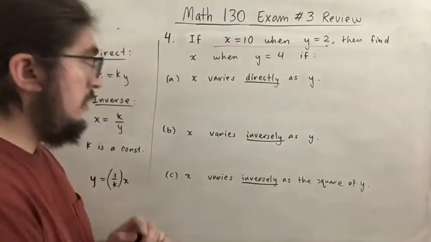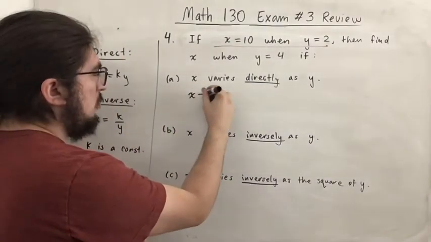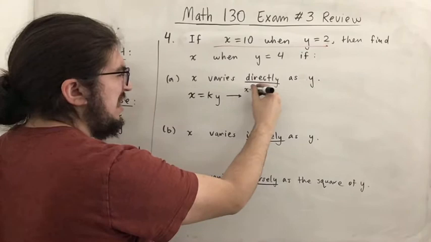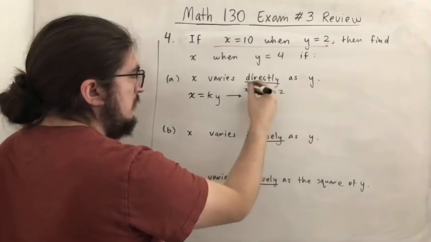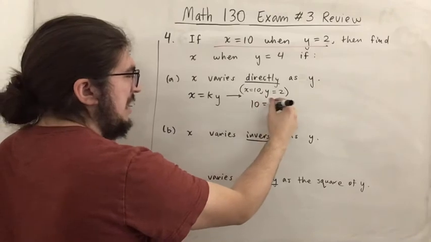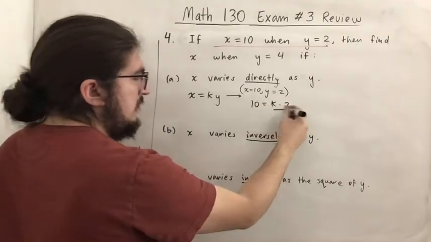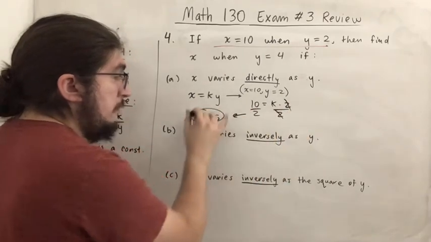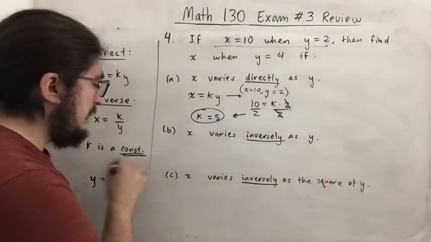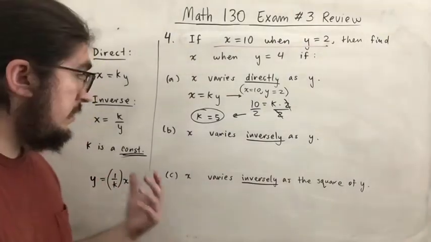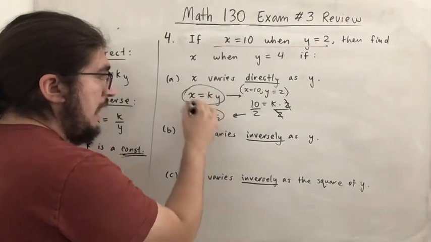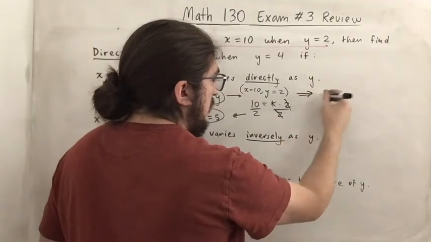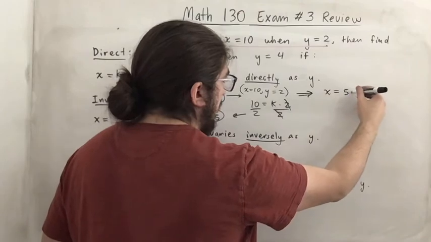So let's set up first. The direct setup is x is equal to k times y. That's the first thing. Then we use the fact that when x is 10, y must be 2. So I'm going to plug that in. So x is 10, k we don't know, y is 2. Then dividing by 2 gives us that k must be equal to 5. 10 divided by 2 is 5. So it's pretty clear. But remember, k is a constant. What does constant mean? It means it's unchanging. K doesn't change. So in fact, this equation has k equal to 5 no matter what x and y are. So our equation really is x is equal to 5 times y.